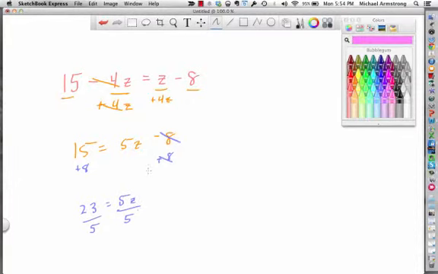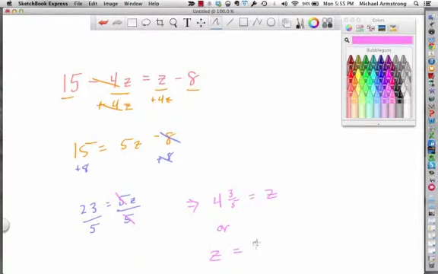It doesn't really matter. 5/5 is 1, and 23/5 ends up being, I'm going to put a little arrow here, 23/5. 5 goes into 23 4 whole times with 3/5 left over. That works. You could also use a decimal, or you could probably even just leave it as an improper fraction like that. Equals z. So let's leave it as an improper fraction, and we'll switch it around just to let you know that it's okay if you put the z first.